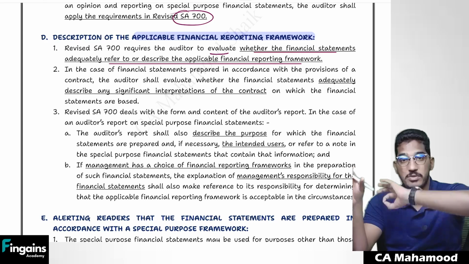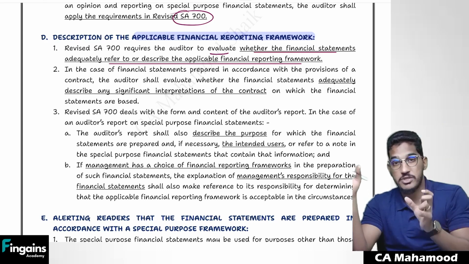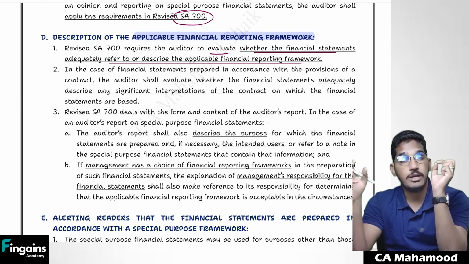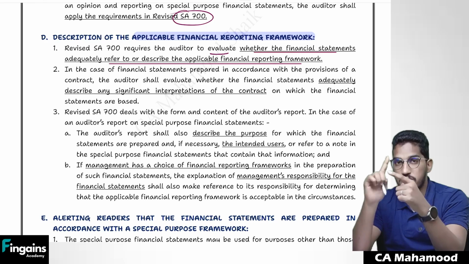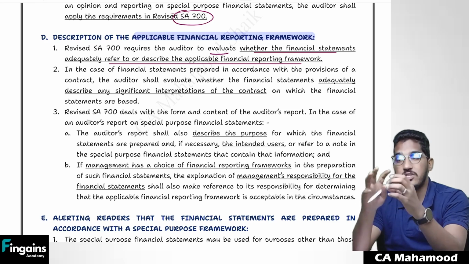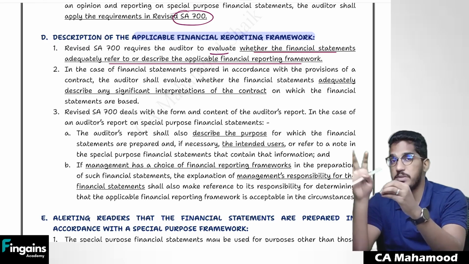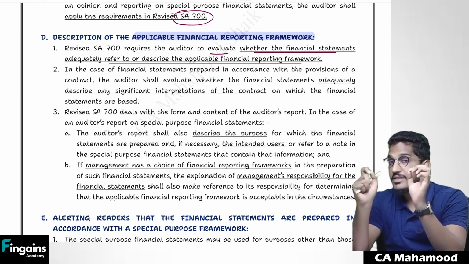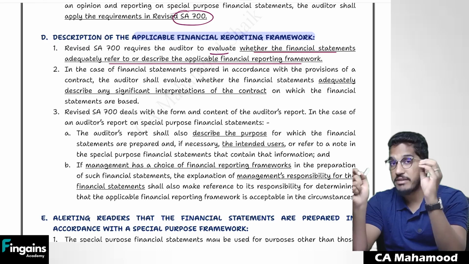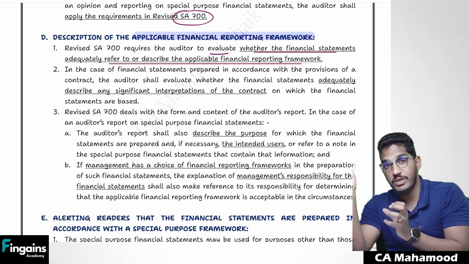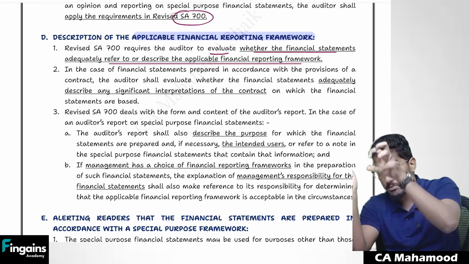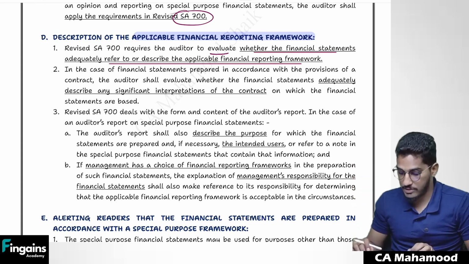We did not prepare it as per a general purpose framework. We followed these special rules and regulations. That they have to compulsorily disclose. So as an auditor, the most important thing you have to do is check whether management, in their special purpose financial statements, described clearly what framework they have followed. Did they describe clearly what rules and regulations they have followed in the preparation of those special purpose financial statements? Go and have a look once.